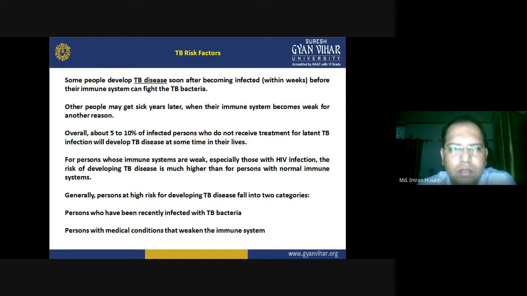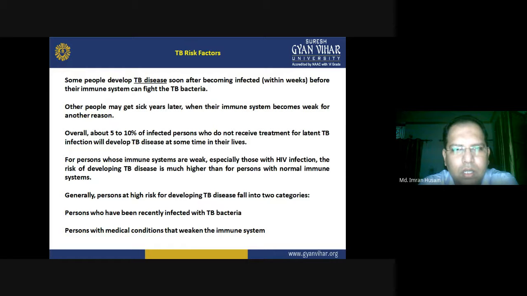TB risk factors. So, what are the risk factors that are included in tuberculosis infection? Some people develop TB disease soon after they become infected, within weeks. So, TB disease is developed within weeks when the individual is infected before their immune system can fight the TB bacteria.